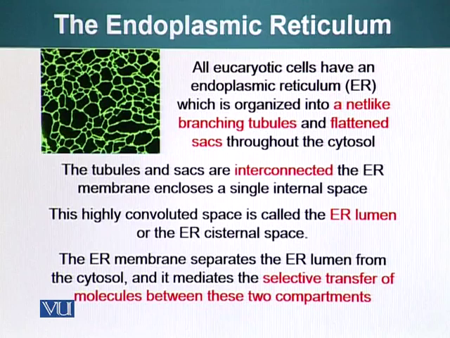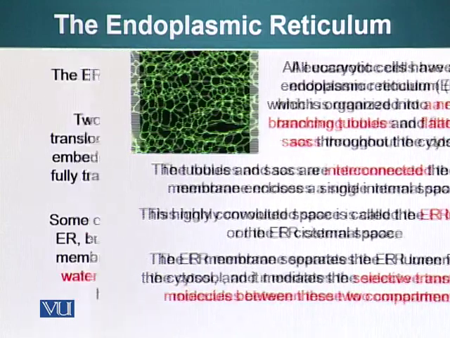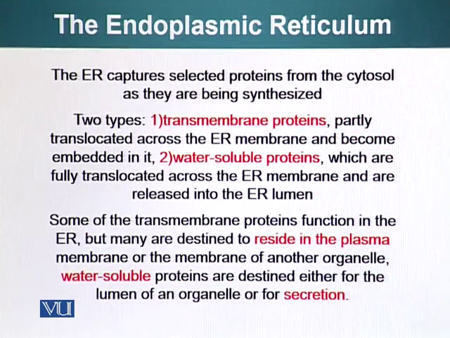The ER membrane separates ER lumen from the cytosol, and it mediates the selective transfer of molecules between these two compartments. ER captures selected proteins from cytosol as they are being synthesized. The two types: one, transmembrane proteins. These proteins are embedded in a membrane. As you know, receptor proteins have a transmembrane domain which is present in the hydrophobic part of the membrane. And also water-soluble proteins which are fully translocated across the ER membrane and are released into the ER lumen.